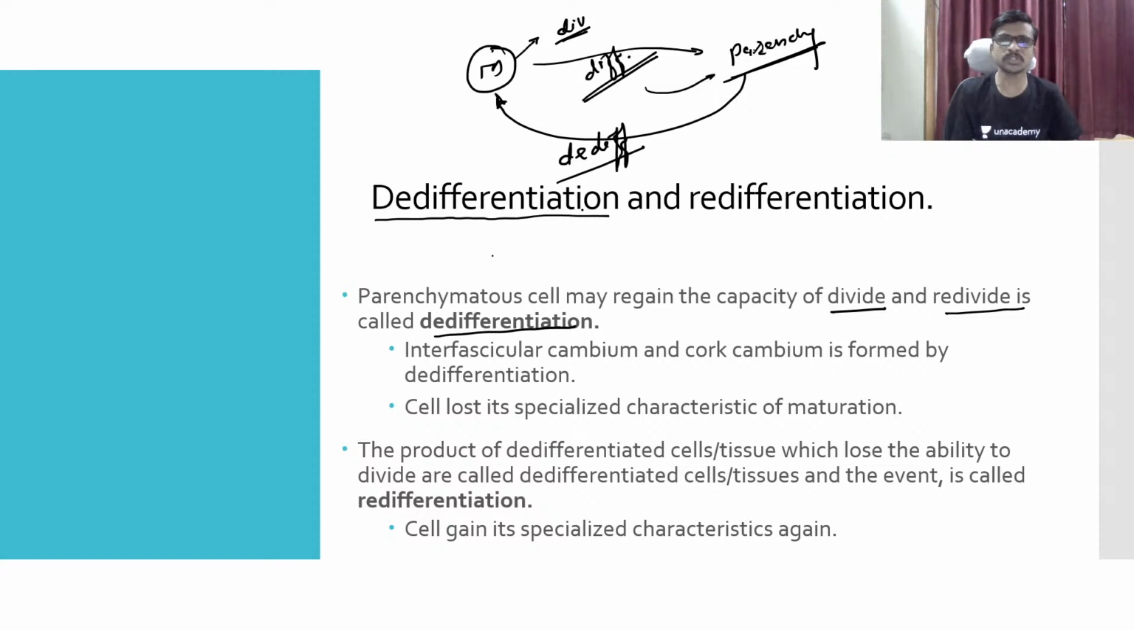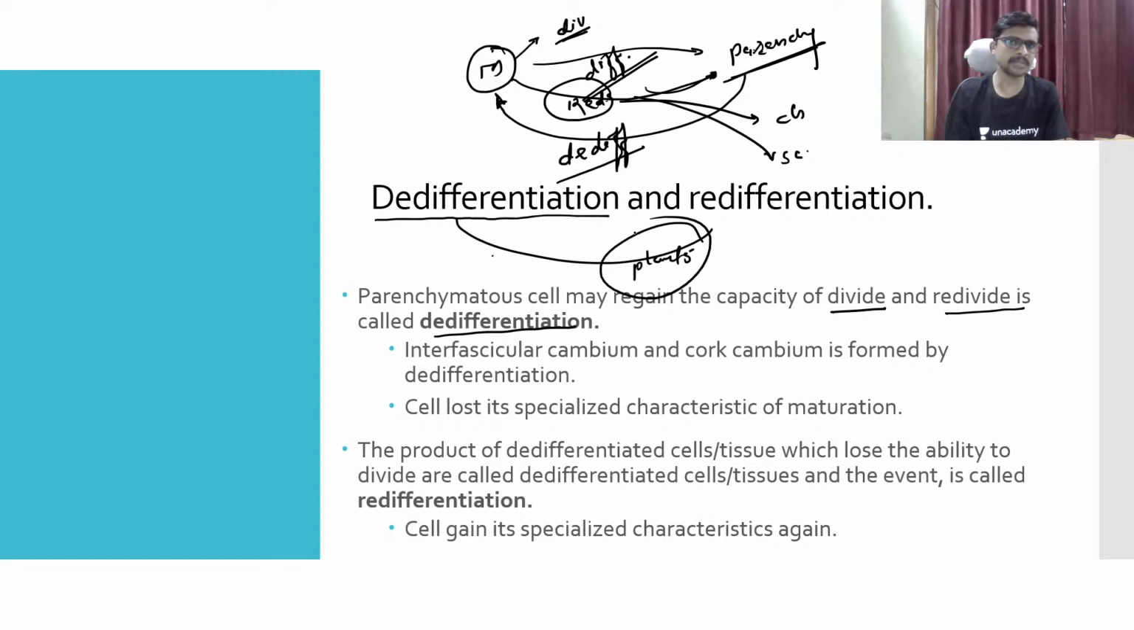Redifferentiation is the process reverse to dedifferentiation. When this dedifferentiated cell again converts itself into parenchyma, collenchyma or sclerenchyma, whatever it is, it is called redifferentiation. So the first is differentiation: meristematic tissue to any other specialized tissue is called differentiation. Any specialized tissue to meristematic tissue again is called dedifferentiation. And after dedifferentiation, when meristematic tissue again converts itself into any other special type of tissue, it is called redifferentiation, and it happens only in plants, guys, and not in animals like us.